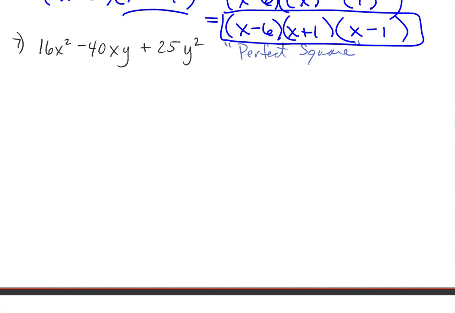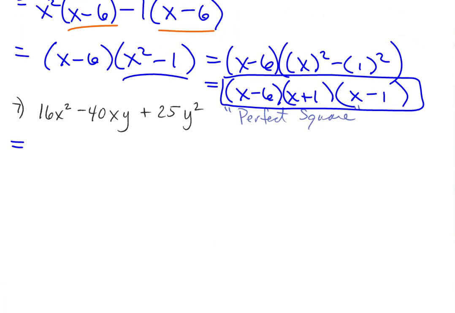Moving on to our next example, this one begins as 16x squared minus 40xy plus 25y squared. So again, top of the list every time. That's the best way to stay organized with these. You'll notice that there is no greatest common factor for all of these terms, at least that we could use to factor out of all 3 terms.